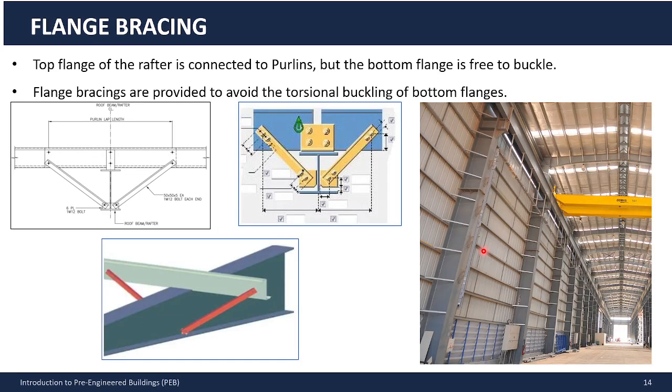The top flange of the rafter is connected to purlins, giving lateral restraint, but the bottom flange is free and can buckle under compression from bending. The flange bracings are diagonal members connecting the bottom flange to the purlin above, preventing this torsional buckling. This is a PEB specific detailing requirement that is essential for safe behavior.